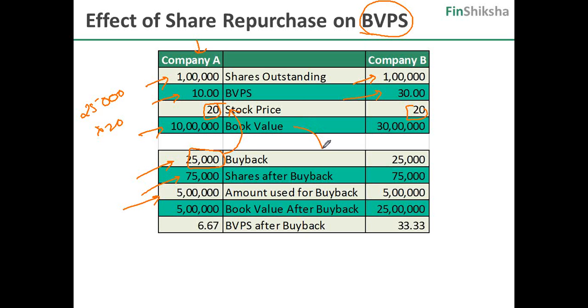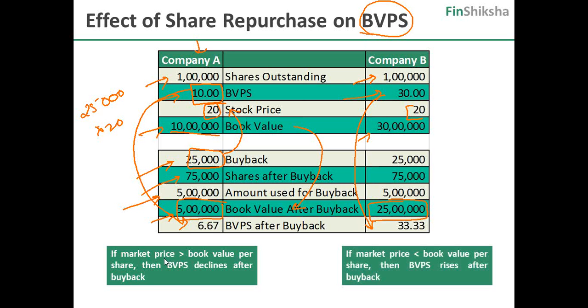The moment you have used that for buyback, your book value will go down by this amount. Correct? So your book value becomes 1 million minus 500,000, 3 million minus 500,000. Now, when you calculate book value per share, you note that for the first company, book value per share goes down. For the second one, it goes up. So the relationship is effectively that if a company has market price greater than book value per share, then book value per share declines after the buyback. If the market price is less than book value per share, then book value will increase after the buyback.